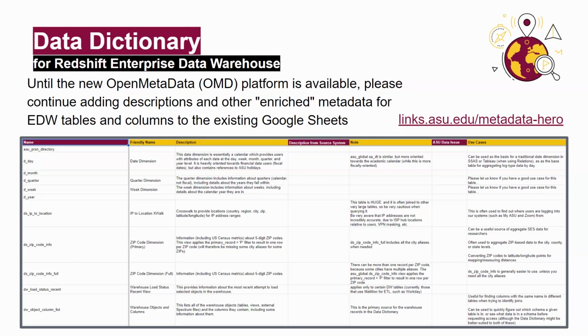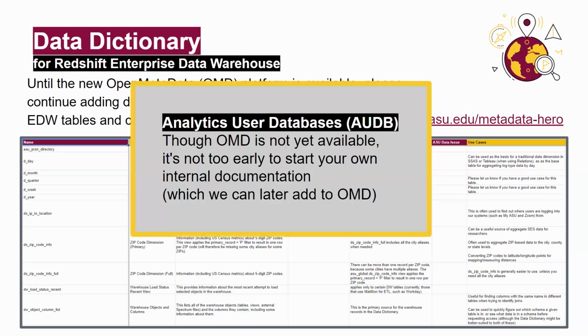I do want to say that we are in the process of building out a new data dictionary, lineage and profiling tool called Open Metadata, but it is in the early stages of development. So keep an eye out for that. A quick disclaimer though, the analytics user database is not available yet, but it's not too early to start your own internal documentation. So we do ask that you are documenting all of your content and we can later add that to our Open Metadata platform.